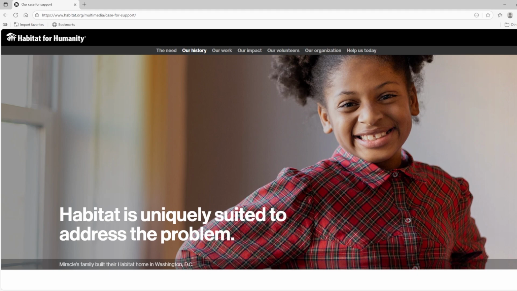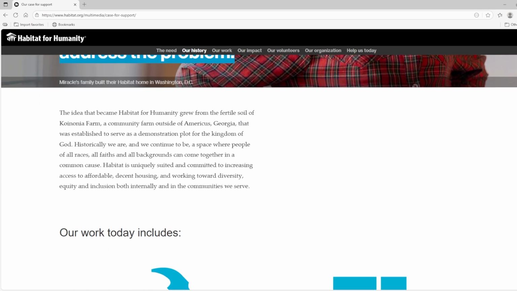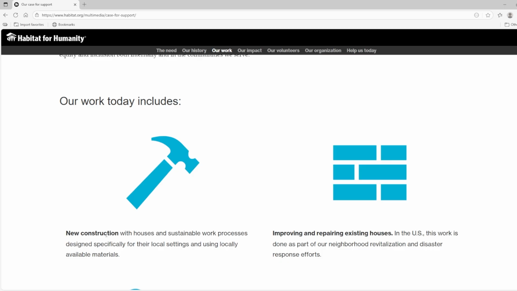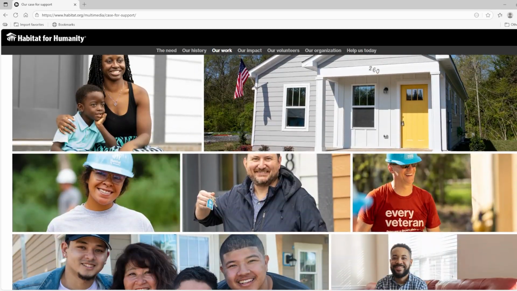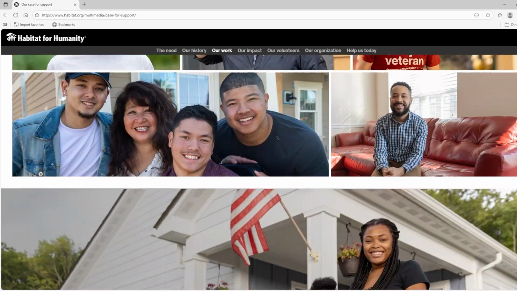Okay. Now, they mentioned their track record of success in the very beginning, but they're going to get into deeper detail on that here. So one of the questions, as you remember, is why your organization? This is where Habitat's going to answer this. Habitat is uniquely suited to address the problem. Let's see what they say. So they talk about their programs. Remember, they've got their program descriptions in here, what they do. Love the addition of personal photos here.